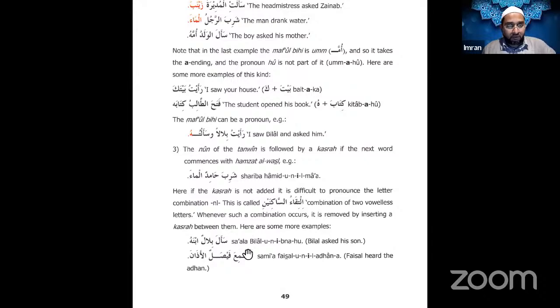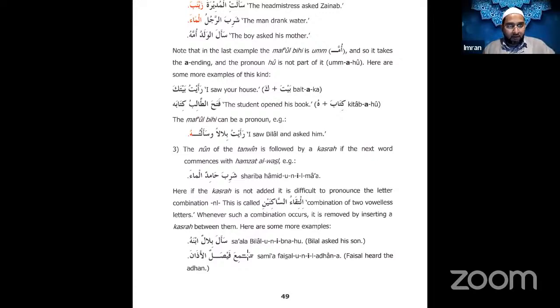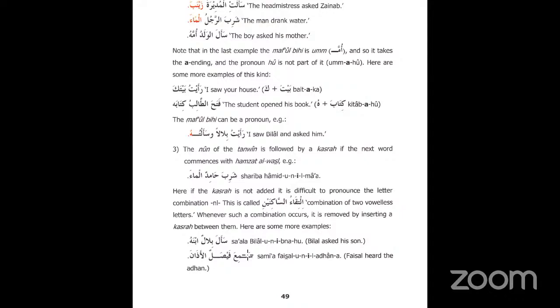Okay, Sister Rama, go ahead, number 3. The noon of the tanween. Assalamu alaikum, Sheikh. Alaikum salam. Bismillahirrahmanirrahim. The noon of the tanween is followed by a kasra if the next word commences with hamzatul wasl.